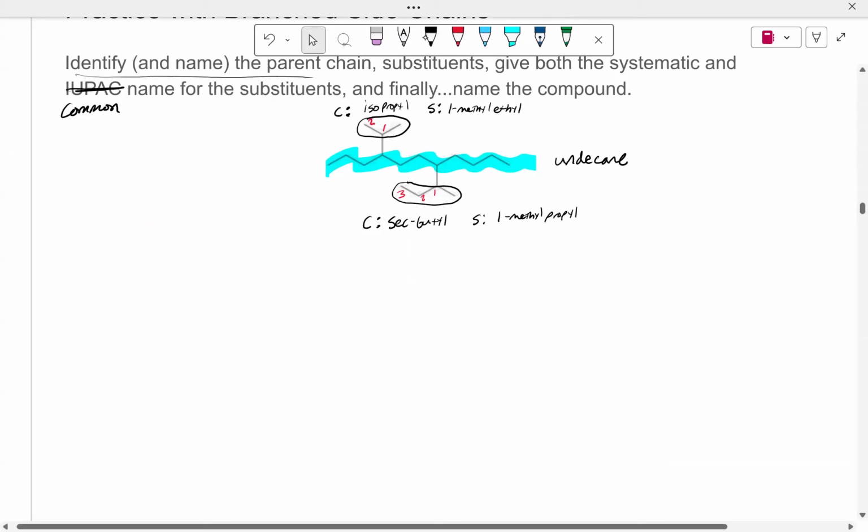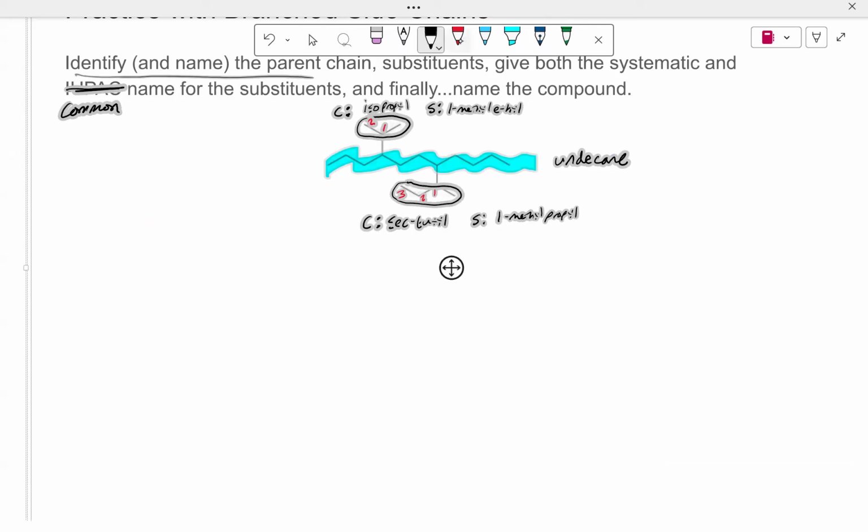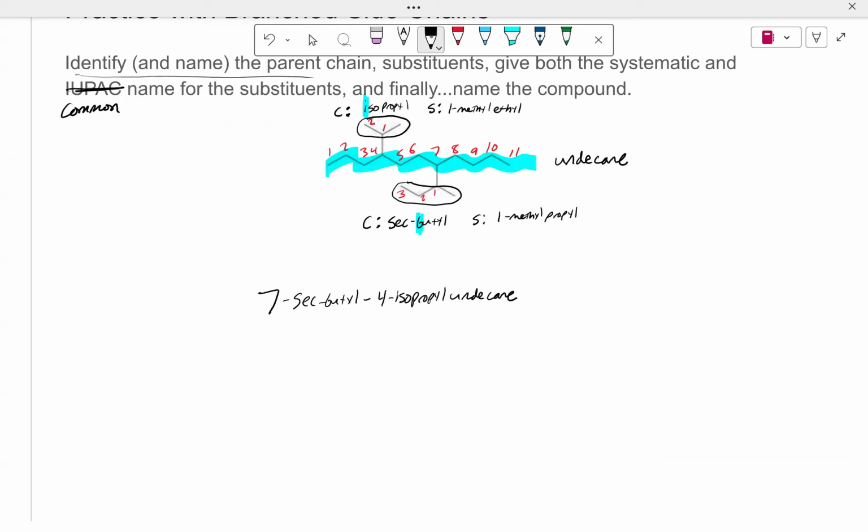So when I'm going to number it, 1, 2, 3, 4, 1, 2. So I'm going to number it like this: 1, 2, 3, 4, 5, 6, 7. And so when I compare the alphabetizing of isopropyl, I use the I, and sec-butyl, I'm using the B. Sec-butyl appears first. So 7 sec-butyl, and then 4 isopropyl undecane.